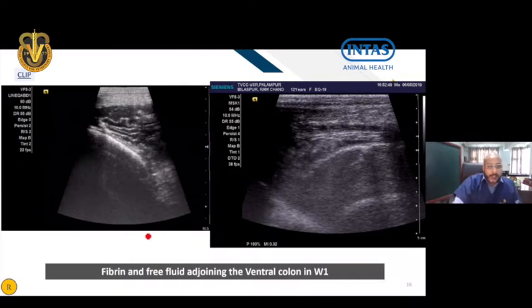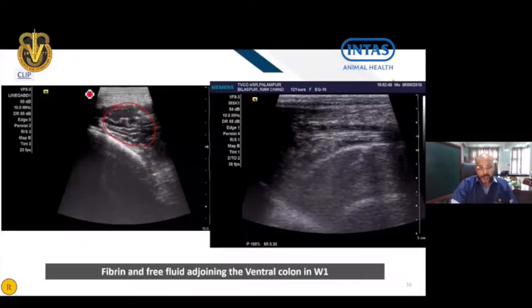Then at this stage, if the animal is affected, you can find such changes here. There's a lot of fluid with fibrin here. You can see the fluid and fibrin here. In the ventral colon region, when you put the probe, you find fluid, and this is what you're going to find. Abnormal fluid, what has to be seen in these windows, I will cover later.